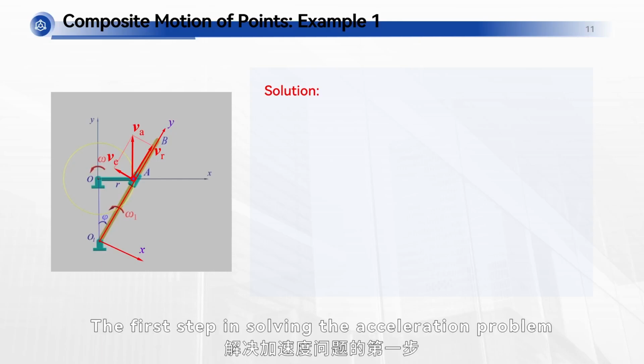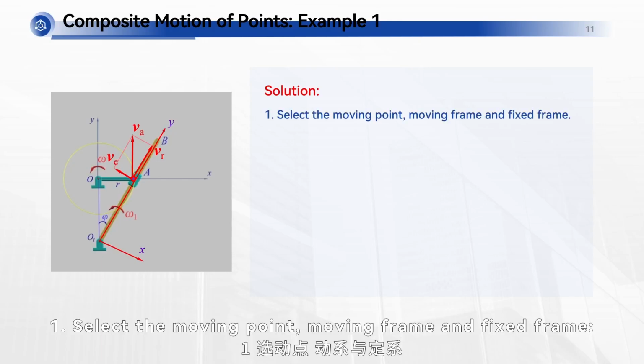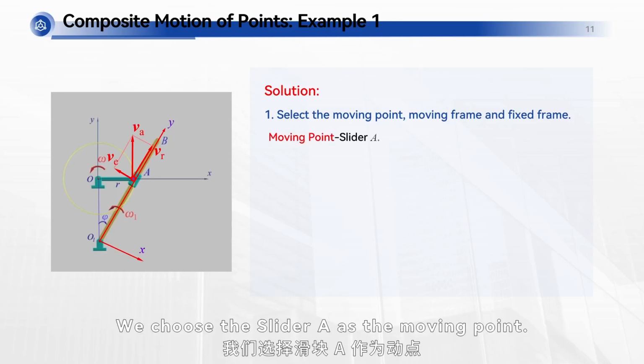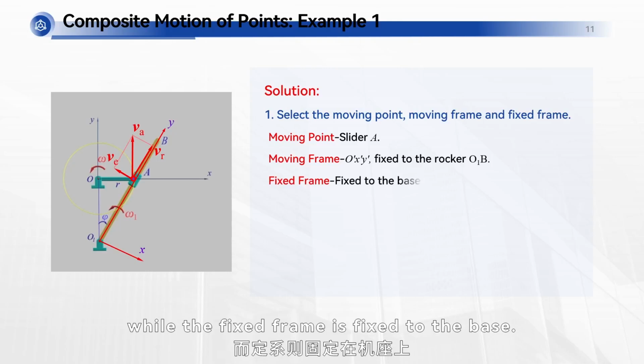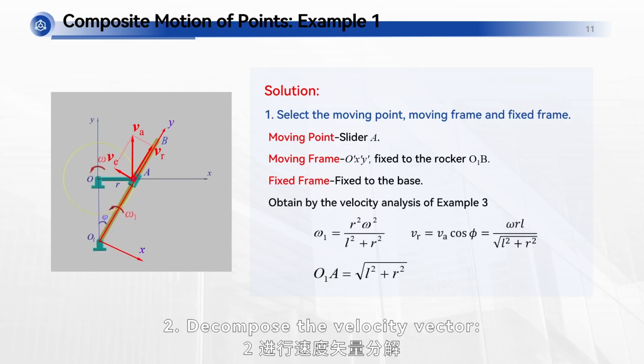The first step in solving the acceleration problem is always velocity analysis. 1. Select the moving point, moving frame, and fixed frame. We choose the slider A as the moving point. The moving frame O1x', y' is fixed to the rocker O1B, while the fixed frame is fixed to the base. 2. Decompose the velocity vector.